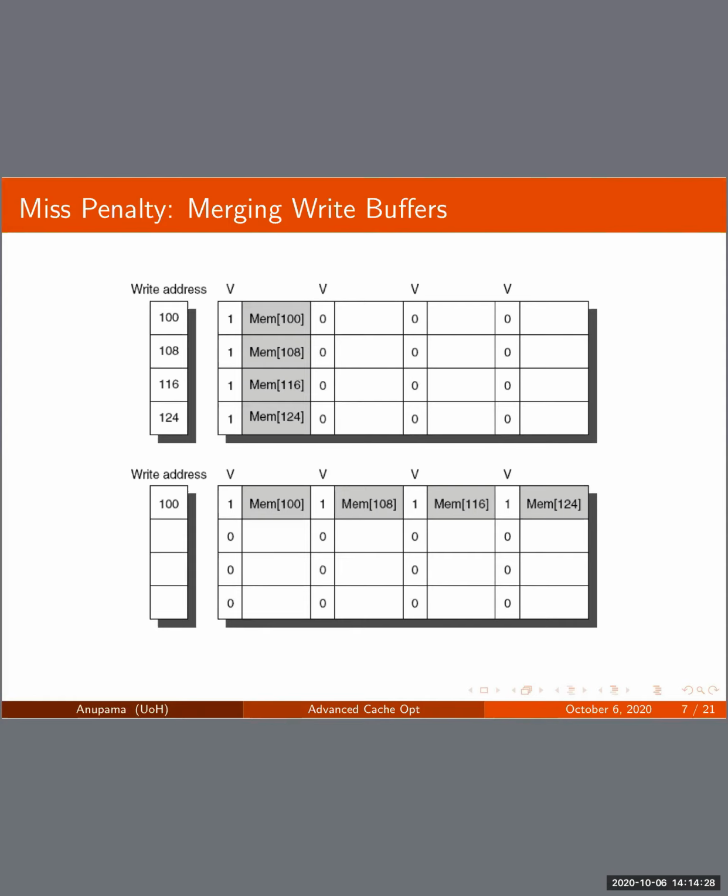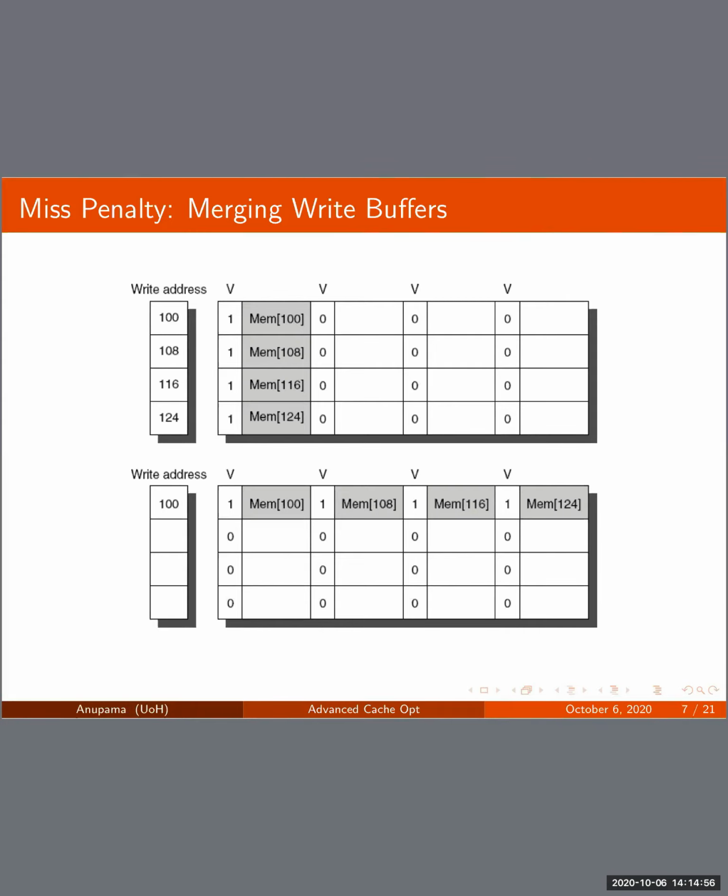Because they form a contiguous block, 100 to 132, 32 bytes. It's a contiguous block that they form. So when you have such contiguous addresses, you can merge the entries of the write buffer so that you can actually release more space in the write buffer and do a write back fewer number of times.